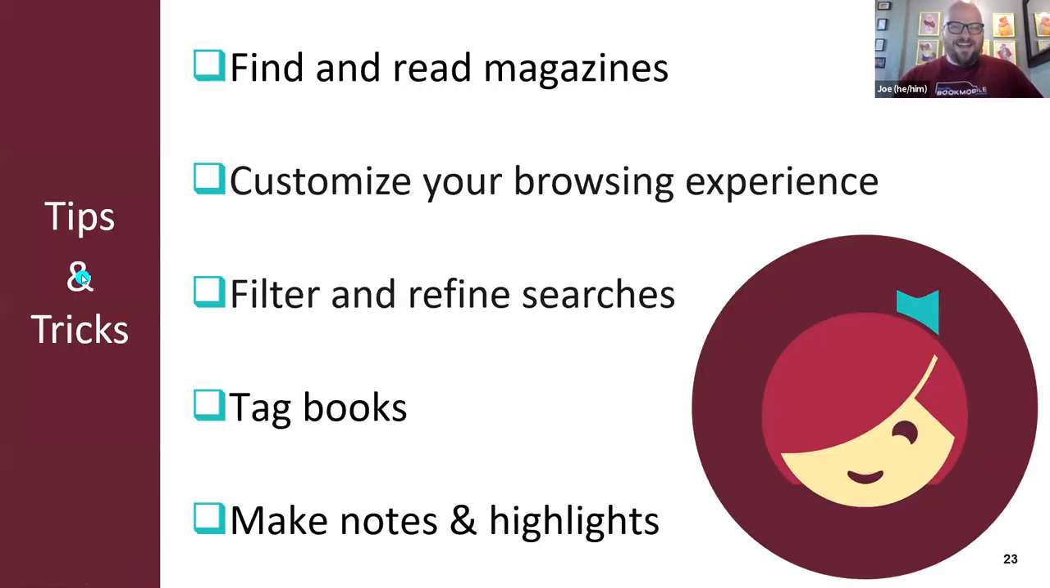So with all of that said, I would like to show off what we're talking about today. First, we will be covering how to find and read magazines. Then we'll go through customizing your browsing experience. Then we'll talk about how to filter and refine searches to find the titles you like faster. Then we'll work on tagging titles, and then we'll wrap it up with making notes and highlights.